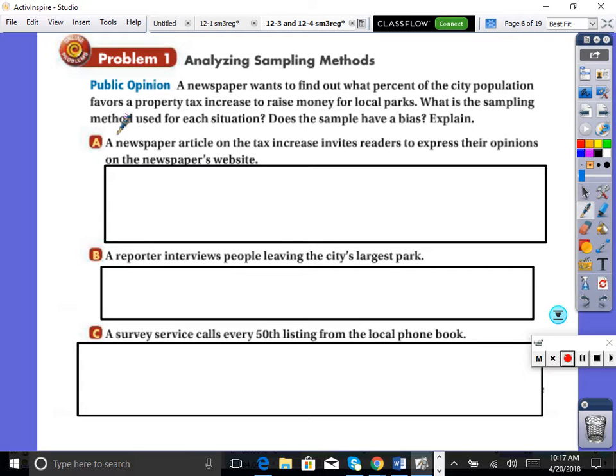So let's say that this newspaper wants to find out what percent of people are okay with their taxes being increased so that they can fix a local park. So what type of sampling method of a population? So the population is a city. What type of sampling method is being used right here? A newspaper article invites readers to express their opinions on the newspaper's website.